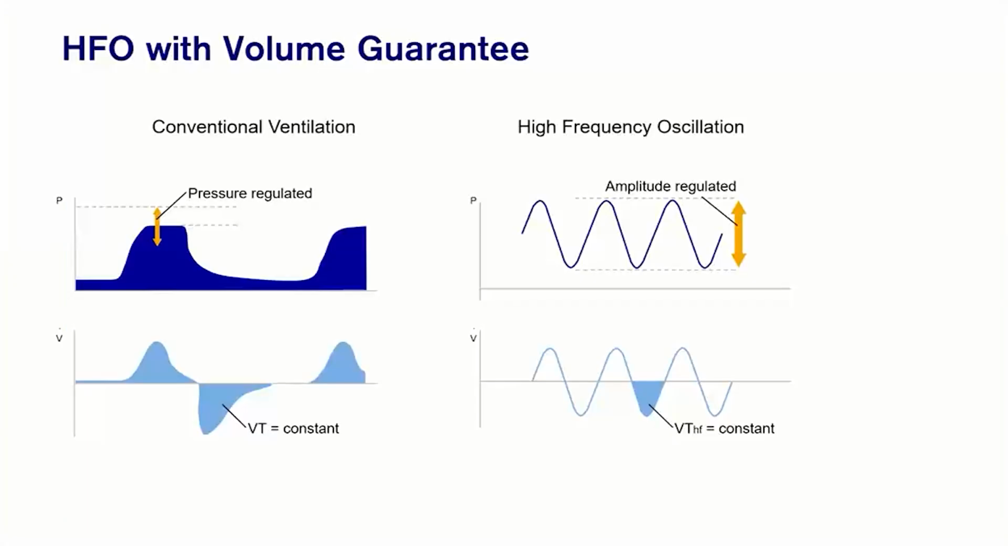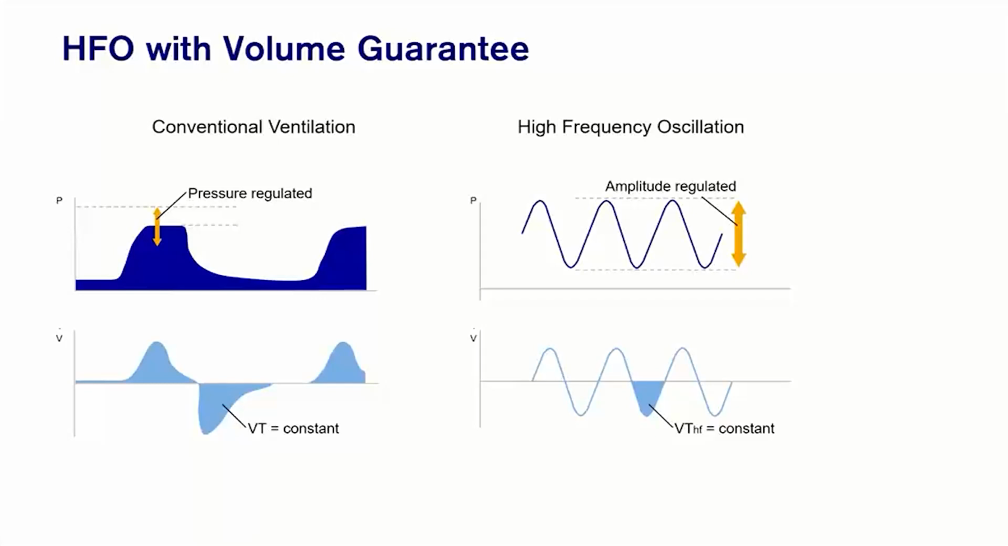Let me come now to volume guarantee. You see here a comparison of the conventional volume guarantee and high frequency oscillatory volume guarantee. On the left side, we see volume guarantee during conventional ventilation. You see that a tidal volume is measured during expiration, and then the ventilator decides for the next breath what pressure is the right one. So if necessary, it increases or decreases the pressure of the next breath. And this happens continuously, so the pressure is automatically readjusted to meet the set tidal volume.